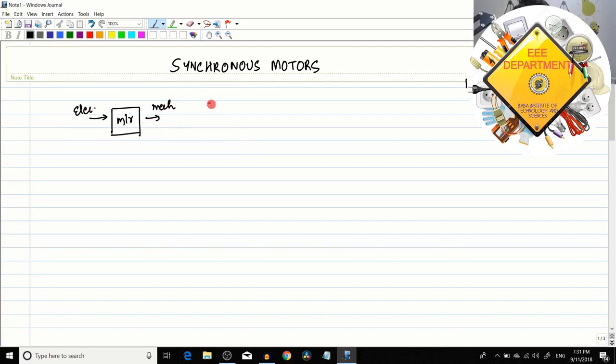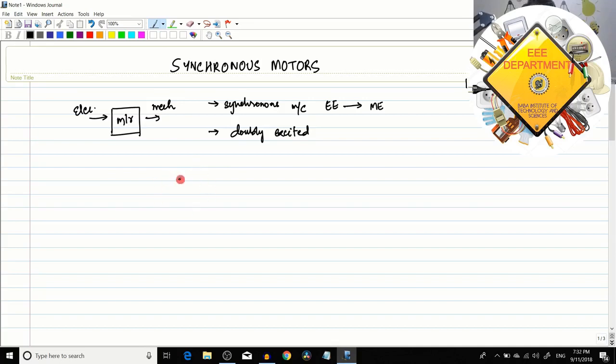So a synchronous motor is a synchronous machine that converts the electrical energy into mechanical energy. Another important point about the synchronous machine is that the synchronous machine is a doubly excited machine. Okay, so we will come to what is doubly excited, etc. Anyway, for now you understand that the synchronous motor is a doubly excited synchronous machine. Now, in today's session, we'll be going through the basic working of the synchronous motor.